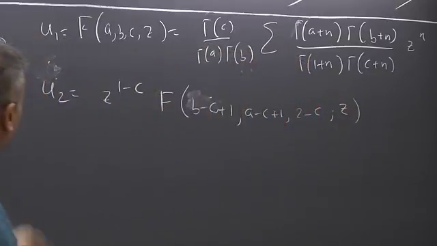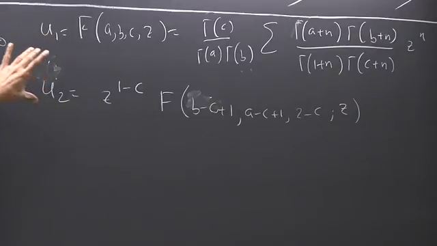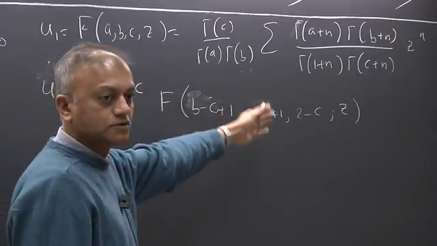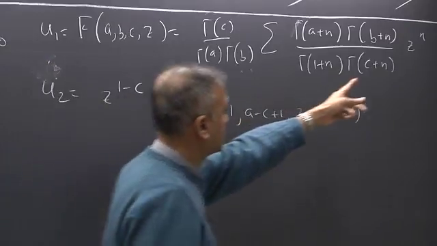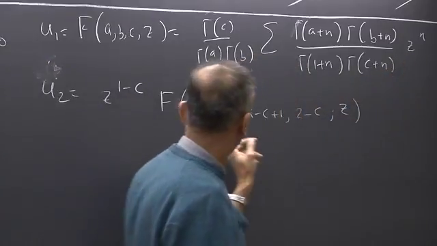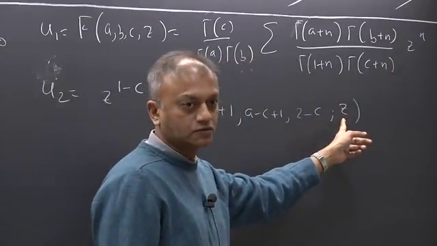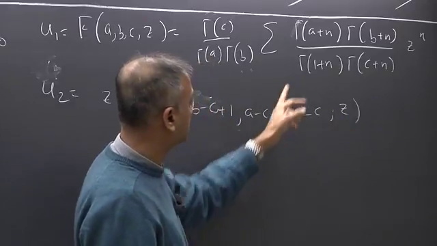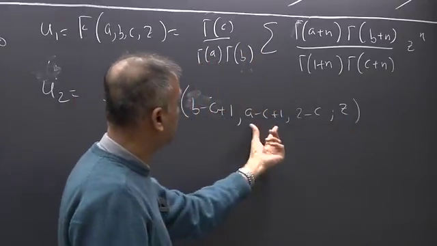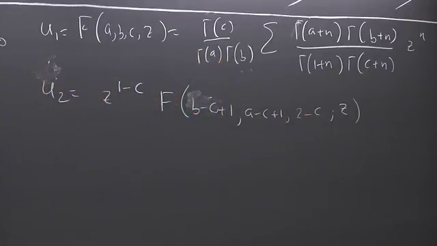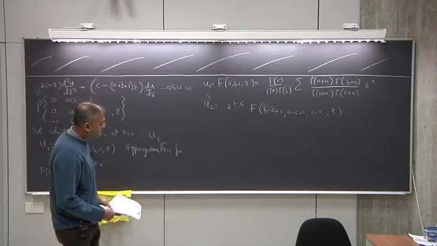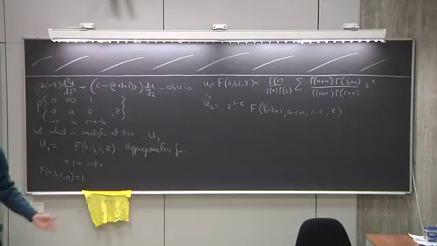So these were the two linearly independent solutions. This also had a power series expansion near z equal to 0, because the hypergeometric function F has a power series expansion near z equal to 0, with different coefficients, of course, because now a, b, c have been changed to these values. These were the two linearly independent solutions near z equal to 0.